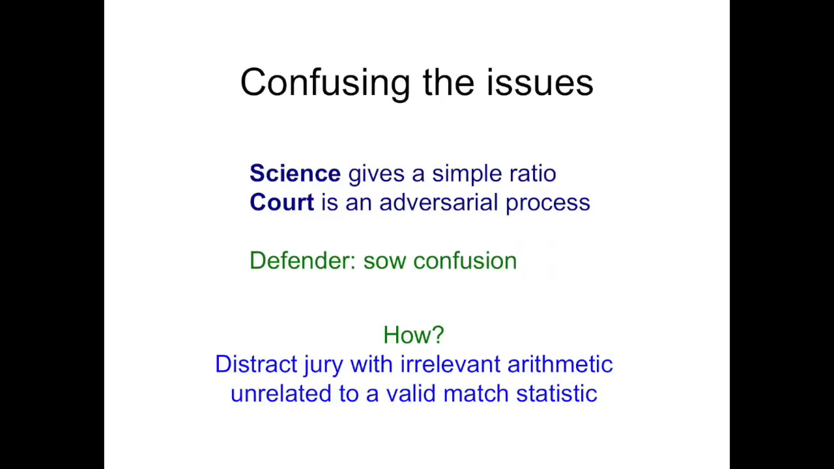How can something this simple be made confusing? Well, it's been done to DNA evidence for over 20 years, and that's what this talk is about. Science gives a simple ratio, but court is an adversarial process where some people view their job as sowing confusion. How? Well, the general ploy is to distract the jury with irrelevant arithmetic that looks compelling. This can work in the courtroom on lawyers and juries who are not math types.